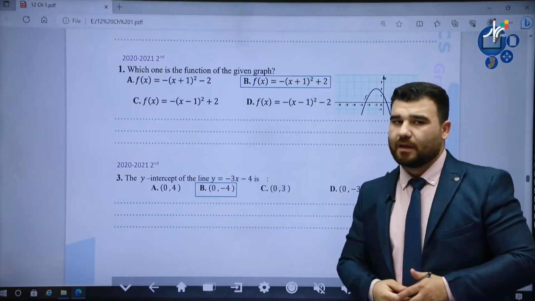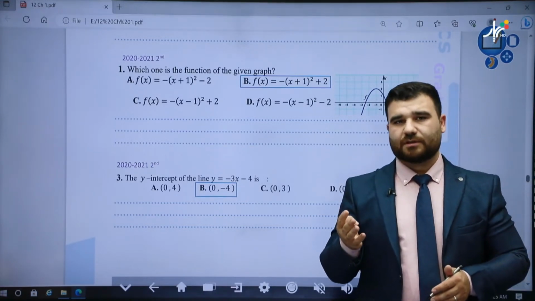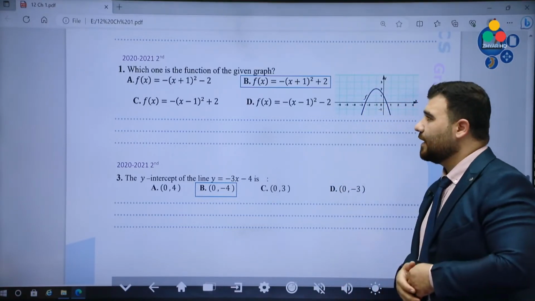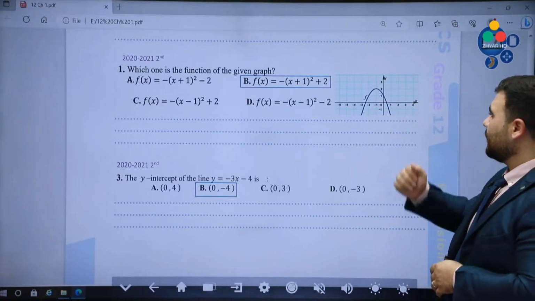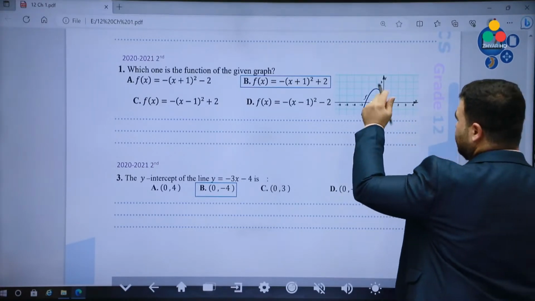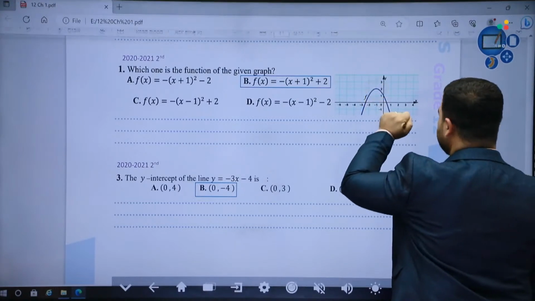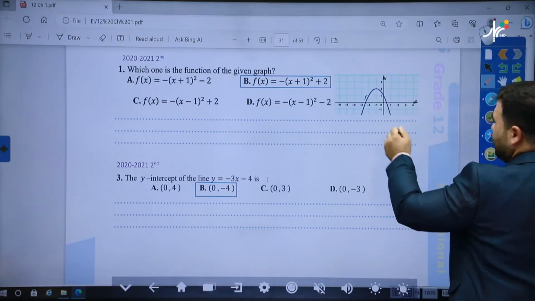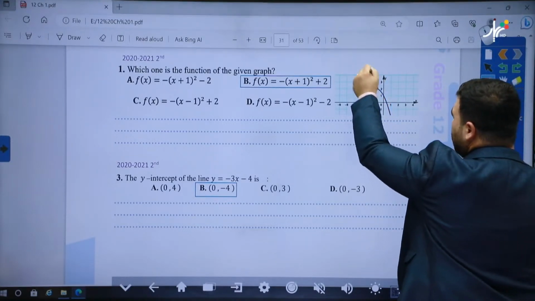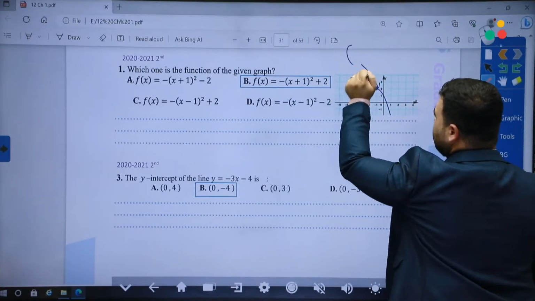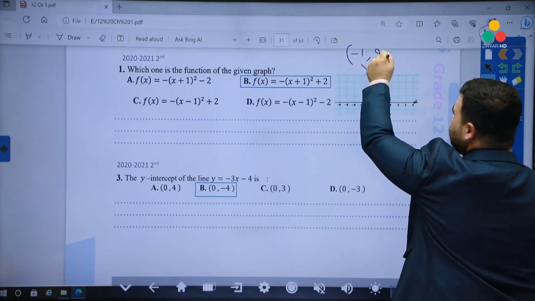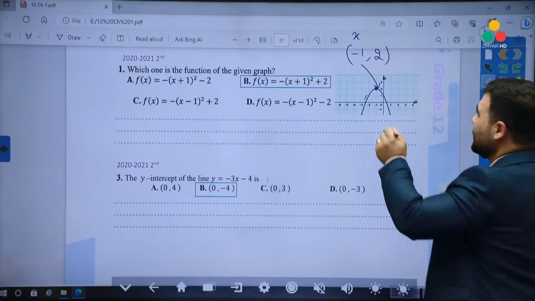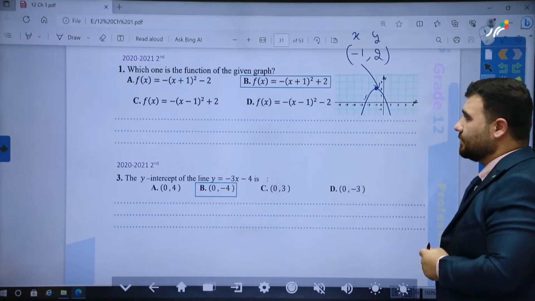Another question. This time we have 4 equations with one graph. Let's match which equation belongs to this graph. Again, on the graph, I'm going to choose a point. Let's choose this point. If I choose this point, as a point it is (negative 1, 2). This means if I put negative 1 in place of x, I should get 2 as a result.